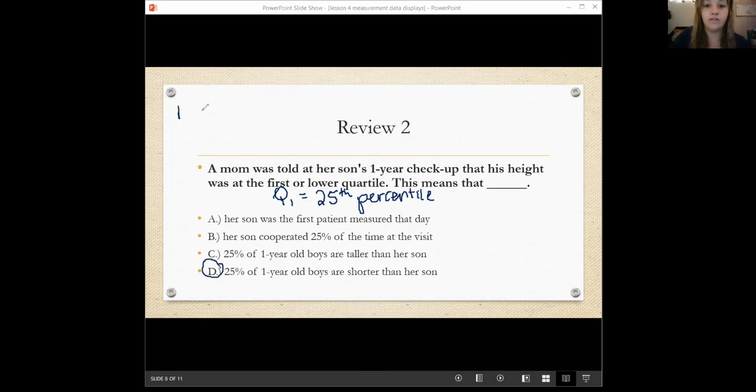Because if we draw this on a box plot, this is going to be our minimum height, and then this will be our maximum. And then here we have Q1, so this is our 25th percentile. This is representing this right here. So these are the people that we're looking at. All these people are below his height because he's in the 25th percentile. So he's right at the cusp right here. So 25% of the 1-year-old boys are shorter because they're down here. This is 25%. So our answer is D.